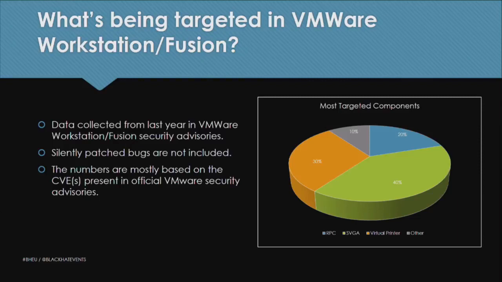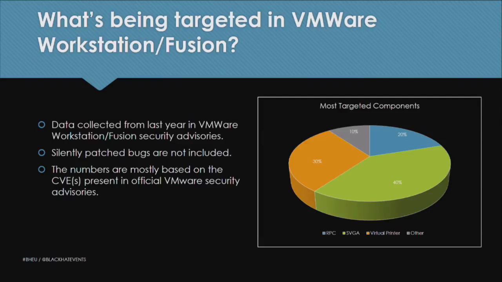At the very early stage of our research, we wanted to find out the most popular components of VMware that have been targeted. So we started analyzing the advisories that VMware publishes, and this is what we came up with. The advisories are mostly not very technical, but they have some component details about which component was affected. We saw some vulnerabilities in the SVGA component, which is the graphics of VMware Workstation. We also saw some issues fixed in the RPC layer, and some issues fixed in the virtual printer as well. We saw some other issues, but the numbers were not too high. So in this presentation, we are going to discuss the major ones.